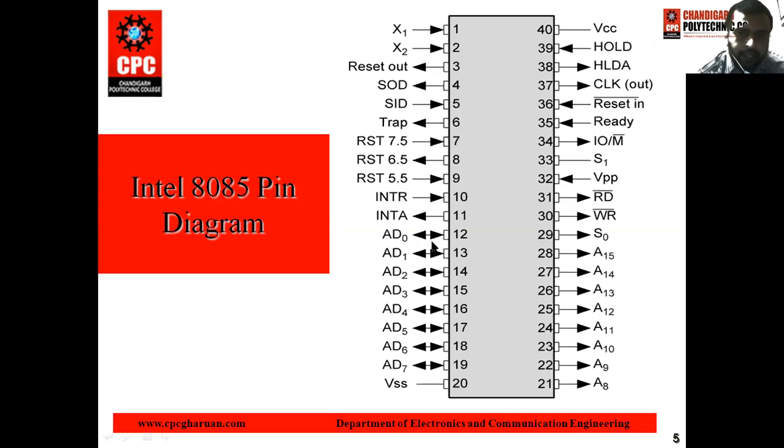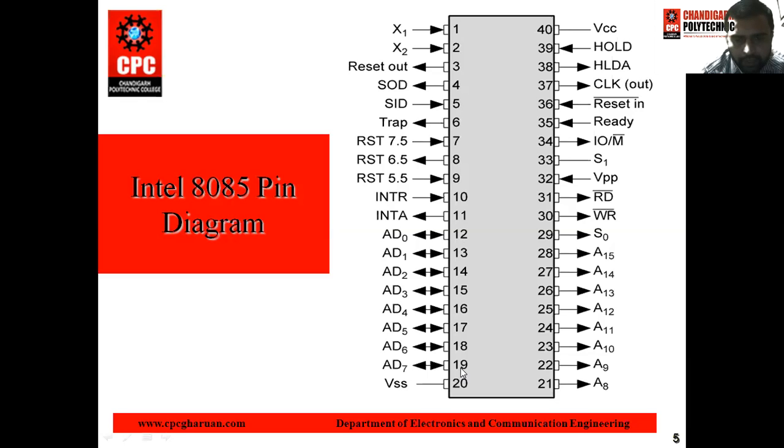And next is INTA, that is interrupt acknowledgement. You can apply a bar on it. This is INTA bar. The function of INTA bar is that when the microprocessor handles the interrupt, this pin is 0. Otherwise, this pin is treated as 1. As you already know, 1 is considered as plus 5 volt and 0 is considered as 0 volt.